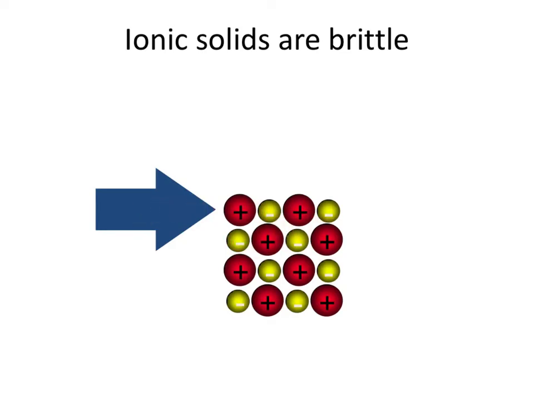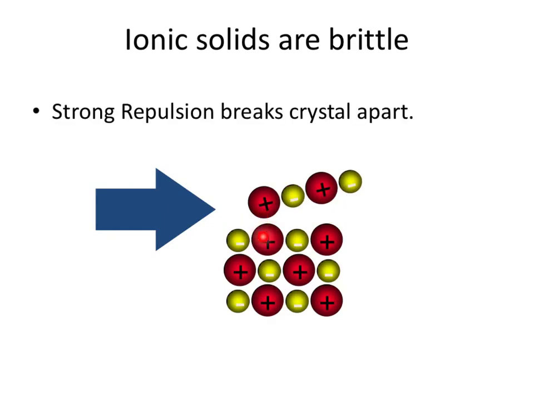So if I hit this on this side, what ends up happening is you end up with two positives next to each other, negatives next to each other, and you have a really big repulsion there. Remember, positives don't like to be next to positives, and negatives don't like to be next to negatives. And so it causes it to split or break apart. So when you hammer an ionic compound, it breaks. If you hammer a metal, it will actually bend and move. It has that malleable ability, and it's because those electrons can move around, and with ions they can't.